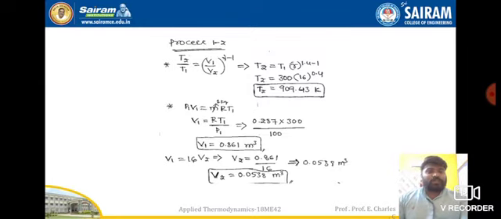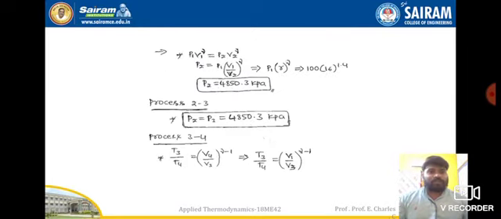After finishing this 1 to 2 process, we'll move on to the 2 to 3 process. So 2 to 3 process is obviously a constant pressure process. So P2 is equal to P3 is equal to 4850. Why? Because we have already found out P2, and the same thing will be applicable for P3 also. So we need not find out anything else apart from this. Next, move on to the process 3 to 4. Process 3 to 4, again, is an adiabatic process.